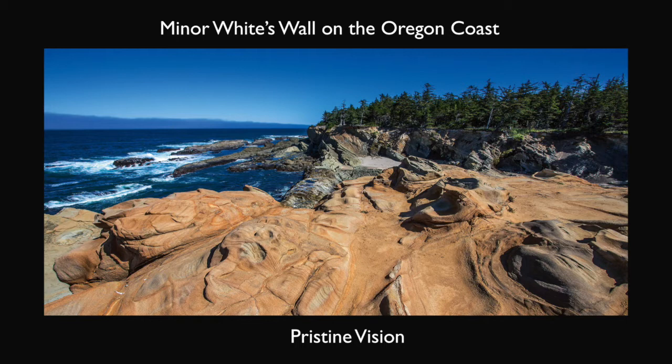However, Minor White, a very famous black and white photographer, would take his students to this place on the Oregon coast, and he would try to help his students develop what's called pristine vision, where you photograph things you don't recognize. I've tried to do this. It's not that easy. Let me give you a couple of examples.